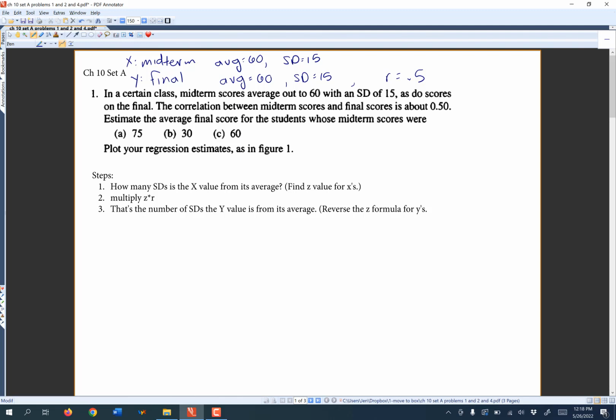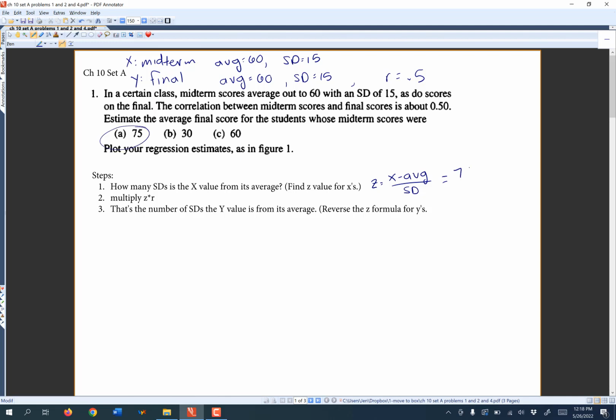So when we go through, the first step we're going to do is say how many standard deviations the x value is from its average. So when we're on this step, all the numbers we use have to come from the x's. To find a z value, which always tells you how many standard deviations you are from an average, no matter what chapter you're working in or what you're doing, you do x minus the average over standard deviation. That's how many standard deviations you are from your average.